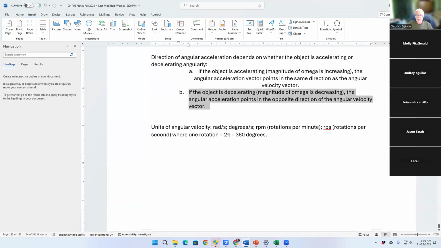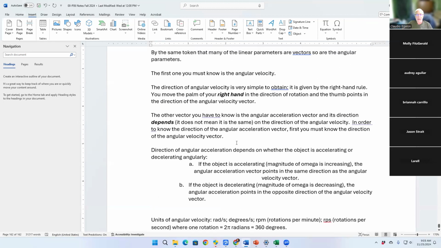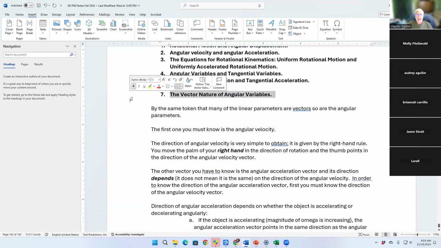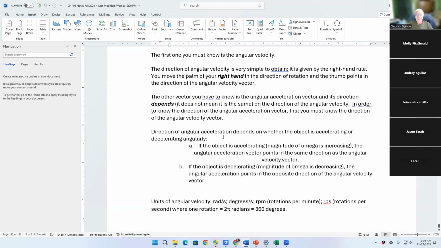Units of angular velocity: there are radians per second, degrees per second, rotations per second, and RPM, rotations per minute. RPM is what your tachometer measures for the rotation of your engine in your car. And then you also have RPS, rotations per second, where one rotation corresponds to 2 pi radians, which is equal to 360 degrees. That's what you have to know about this last section in the book.